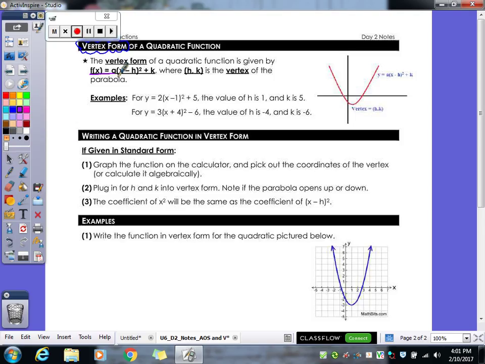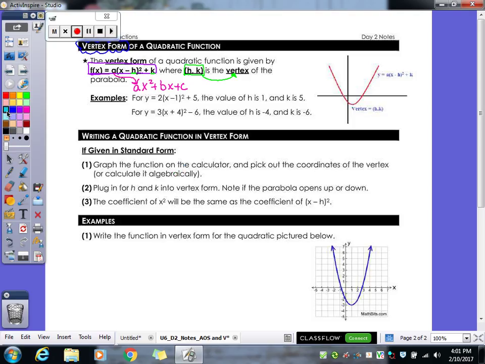So here is our vertex form. Lots of letters involved in there. So f of x, that's just our standard function notation. This a value here is the same as your other a value when we're in standard form. So that's the same thing. That's why they use the same letter. So whatever's in front of your x squared in your standard form is what we put in front of this. And then your h and your k get taken out to make a point, and that point is your vertex of your parabola. So there's a lot of different little pieces here.